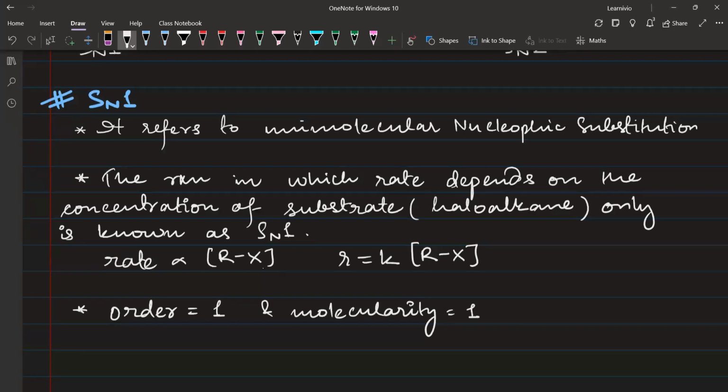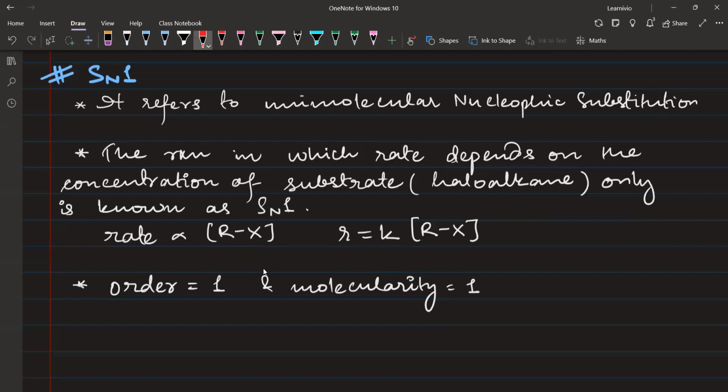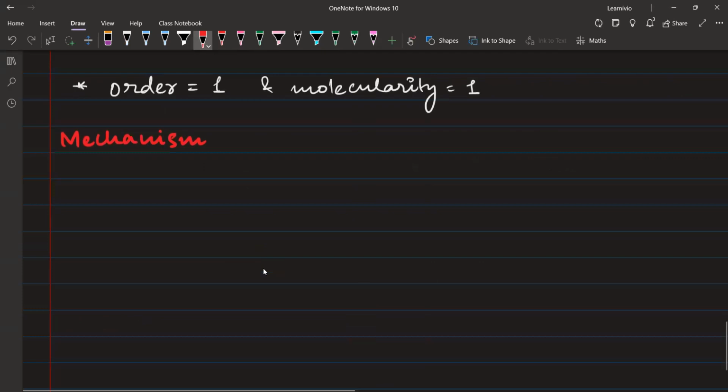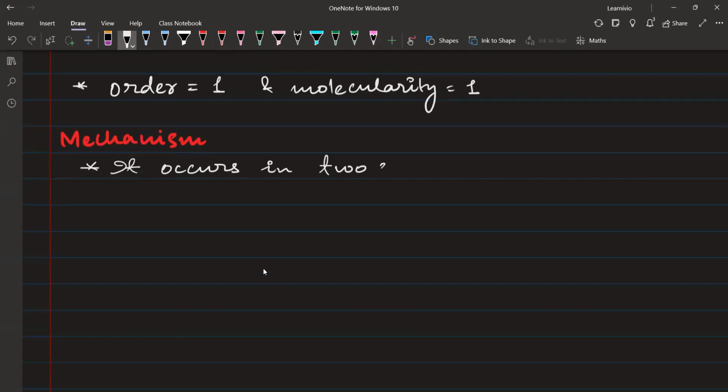Next you will write mechanism. We have seen that it occurs in 2 steps. Okay, what are the 2 steps?